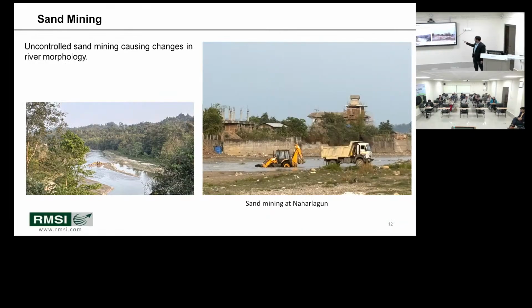Sand mining is also there. I was in the field. You can see the river is flowing and they are picking up from the running river itself and collecting it over here. Even though the geology and mining department collect some revenue from sand mining, it should be in consultation with the WRD, about which area you should pick and which area you should not touch.